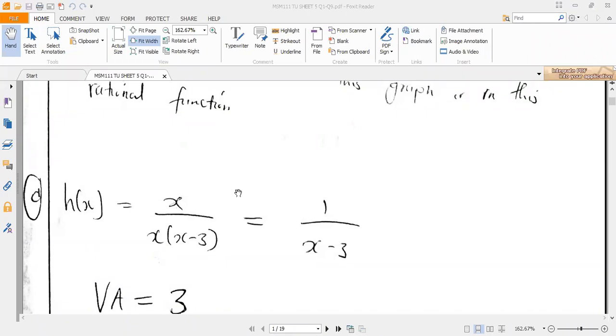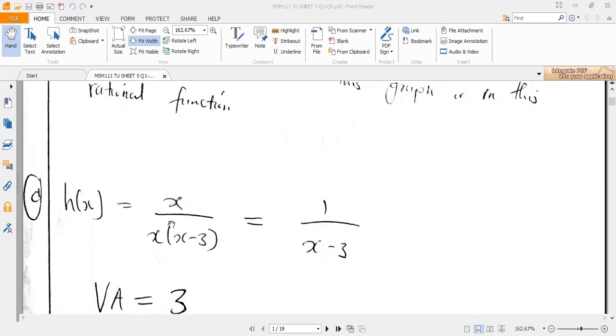Okay, so we now go to this part. We're still dealing with question 1. We're still looking for the vertical asymptote and the hole. So now I've been given this function: our rational function h of x is equal to x over x times (x minus 3).